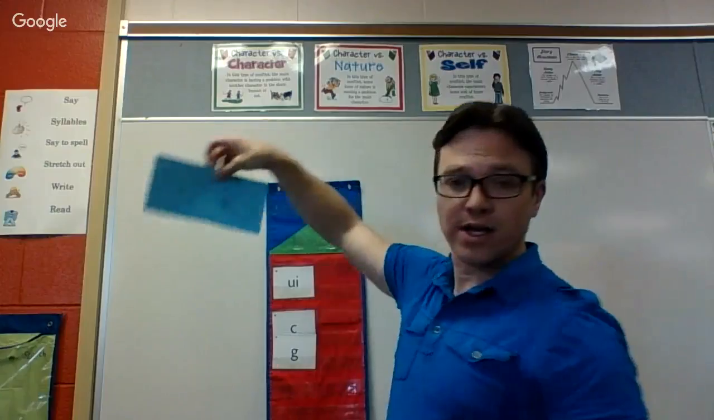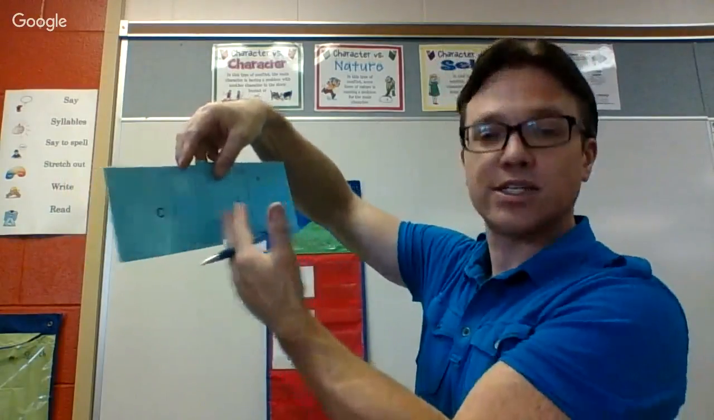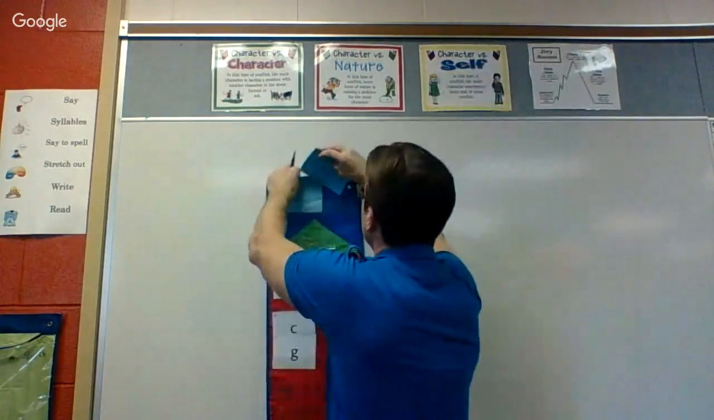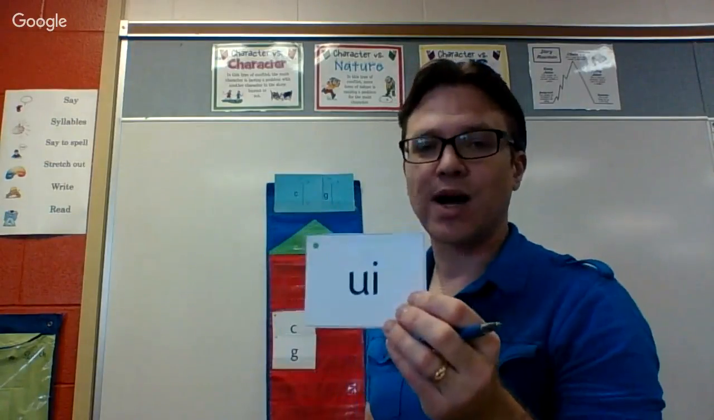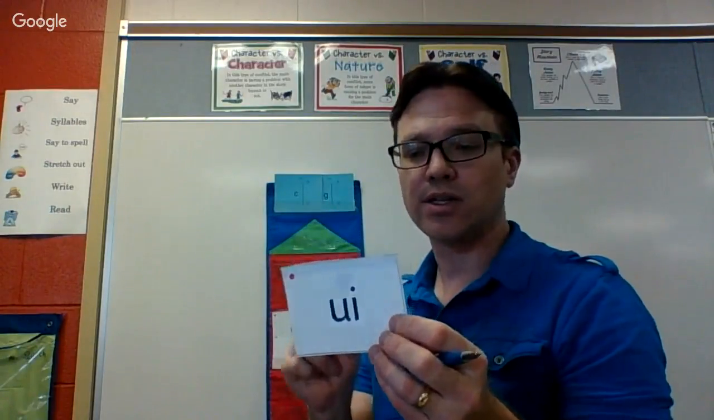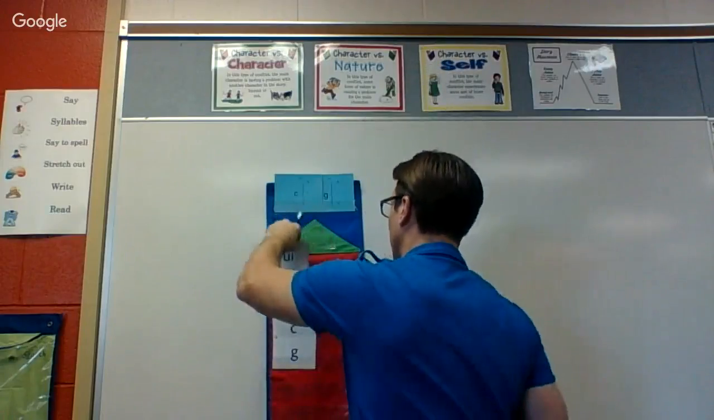All right, let's talk about lesson 15. Here's some of the things you're going to need. You're going to need your rule 1 and 2 cards, which are the C and G, followed by E, I, or Y. This is your only new phonogram. It's the UI, and it makes an OO sound, like in the word fruit.